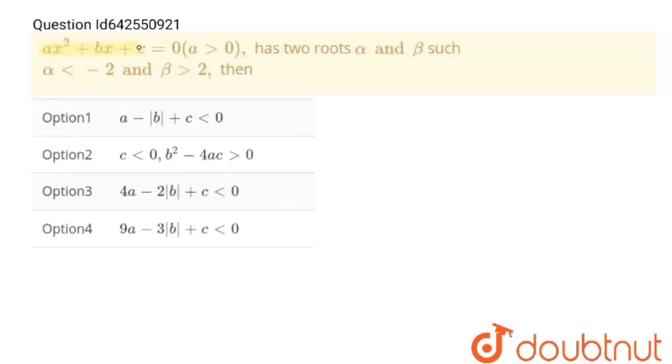Hello students. Question is: ax square plus bx plus c equals to 0, where a is greater than 0. Sign of a is known. It has two roots alpha and beta such that alpha is less than -2 and beta is greater than 2. Then which of the following four options is correct? Okay students, let's solve this.